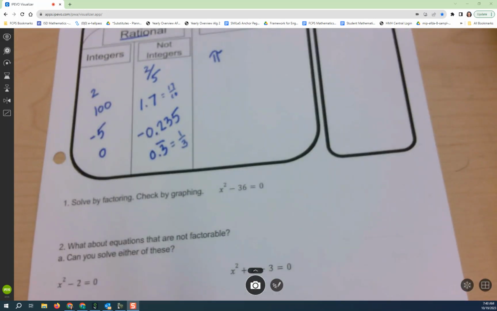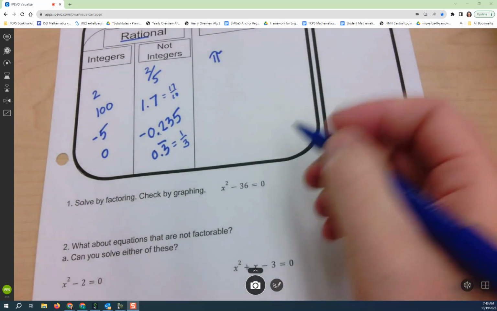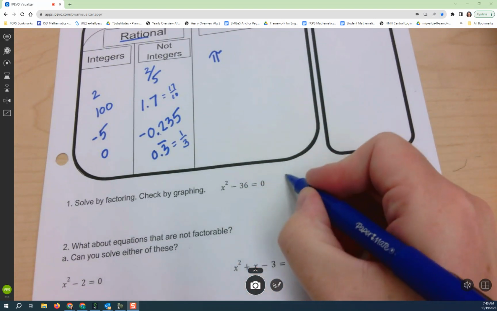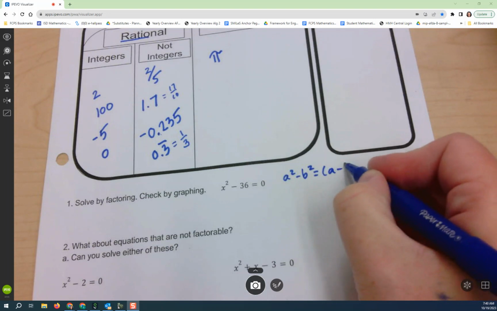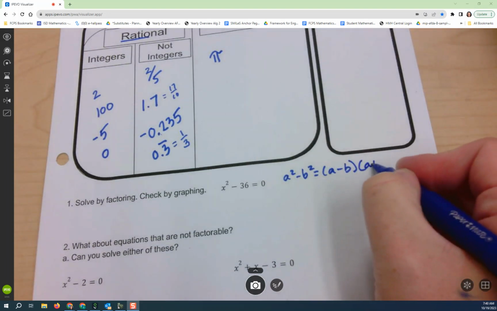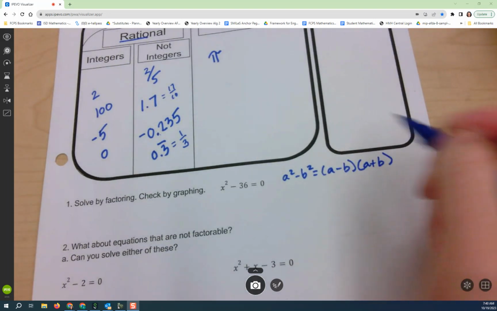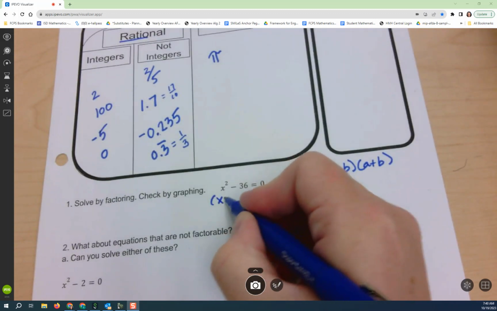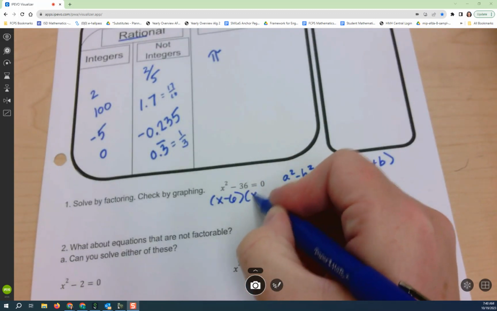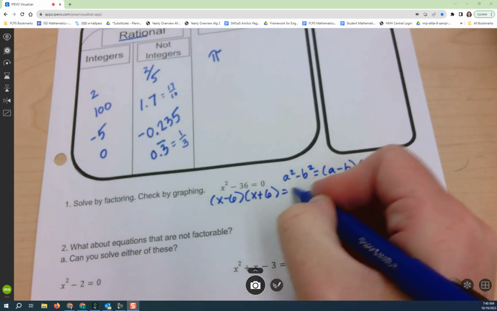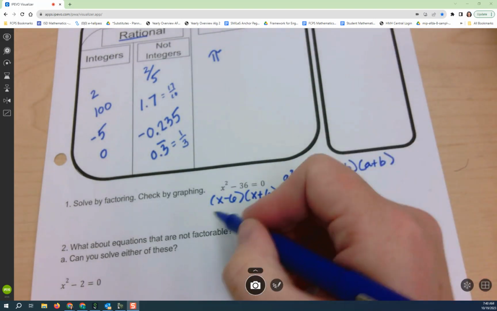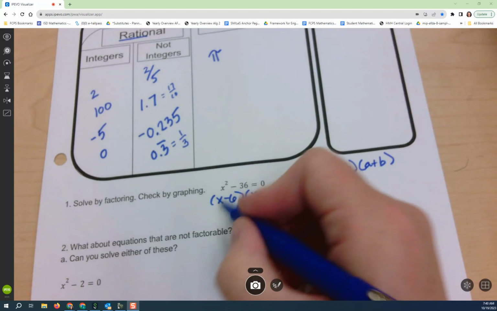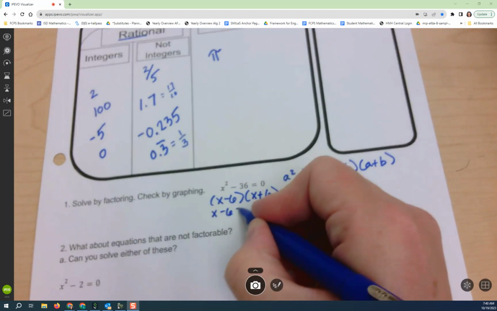All right, so we are going to solve this equation by factoring. It's a difference of squares, and that follows the pattern a squared minus b squared equals a minus b times a plus b. So when I factor this, I get x minus 6 times x plus 6 equals 0. And since the product of these factors is 0, one of these factors has to equal 0. So you set them each equal to 0.